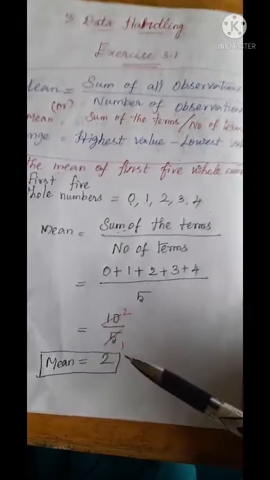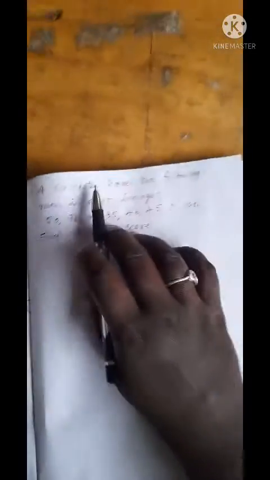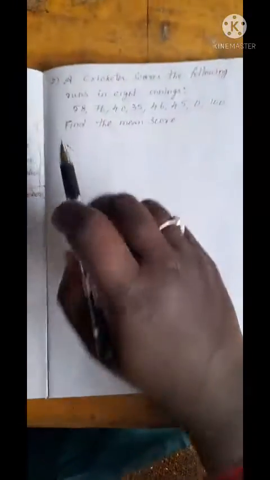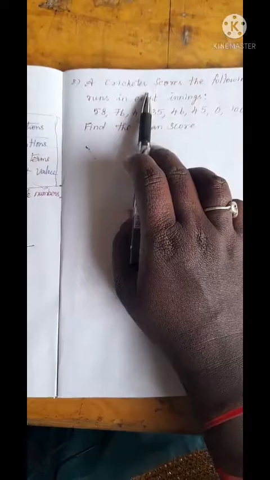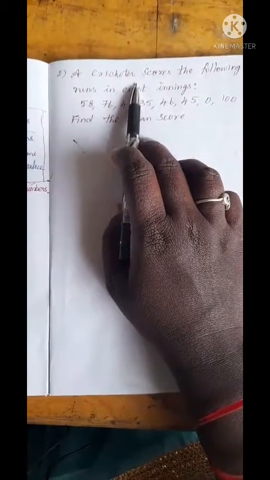Okay. So next, second question. Same method. It will be in your book, page number 63. Okay, 63 and 62. Both page numbers will have this exercise, children.